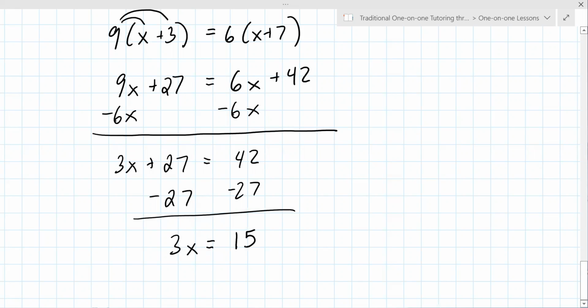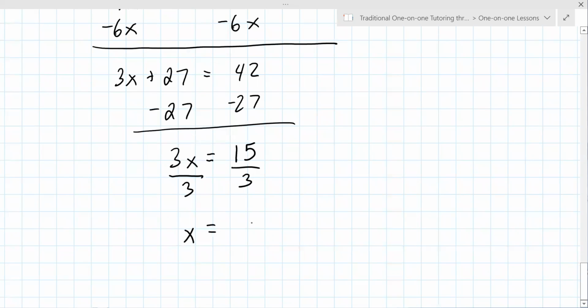Three x equals 15. Okay. And then divide both sides by 3. So x equals 15. Oh, wait, 5, sorry. Right? Yes, 5. Okay. Those would be good to redo later on, if you have time.